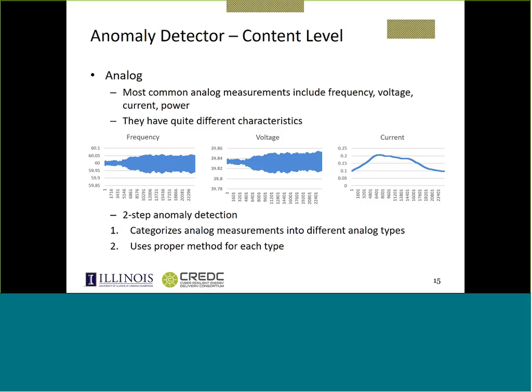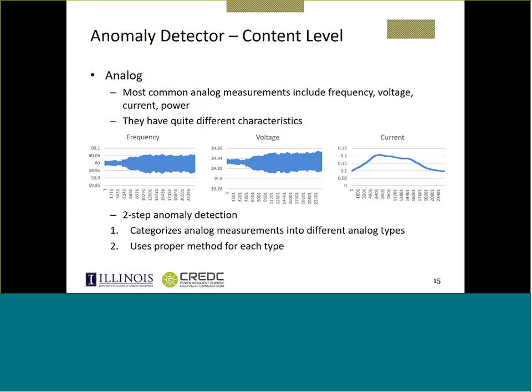Yeah, so now let's talk about the analog measurement type. For the analog measurement type, frequency, voltage, current, and power are four of the most common kinds, and they usually have quite different characteristics. These three figures show one day of simulated measurements from the ITI testbed. For example, the frequency here is always around 60, of course for North America, and has very small relative standard deviation. The voltage is also around a normal value, and it also has relatively small standard deviation.